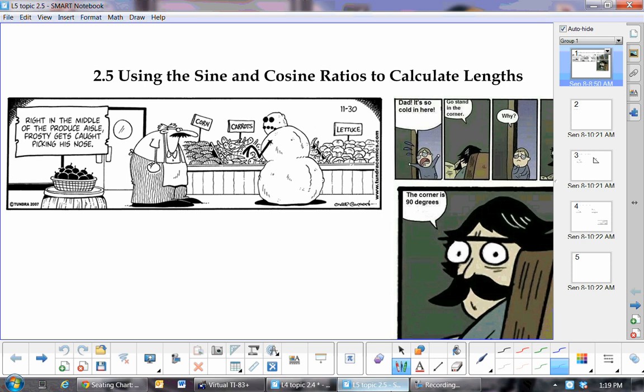So you get it? Caught picking his nose. He's in the carrot section. And he's a snowman. He's picking a nose. Okay, but that's not the good one. Look at this one. Kid's like, Dad, it's so cold in here. And he goes, we'll go stand in the corner. And he goes, why? Because the corner's 90 degrees. See?